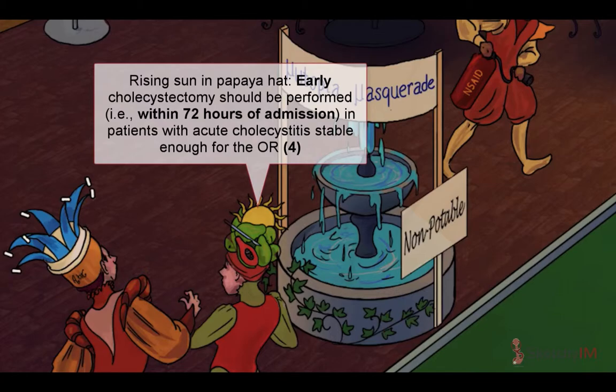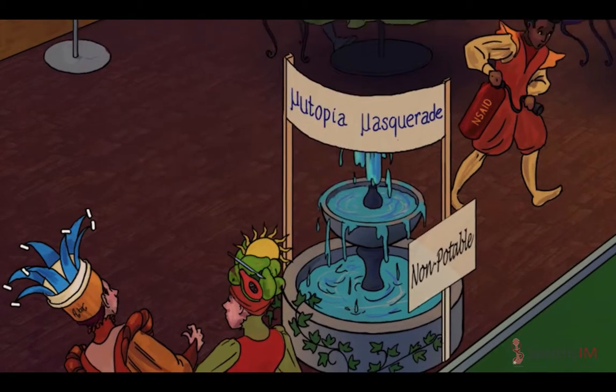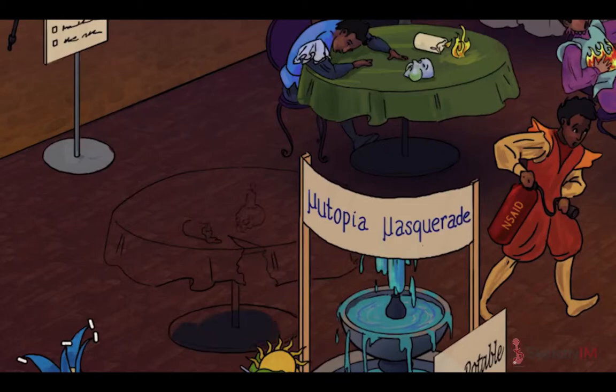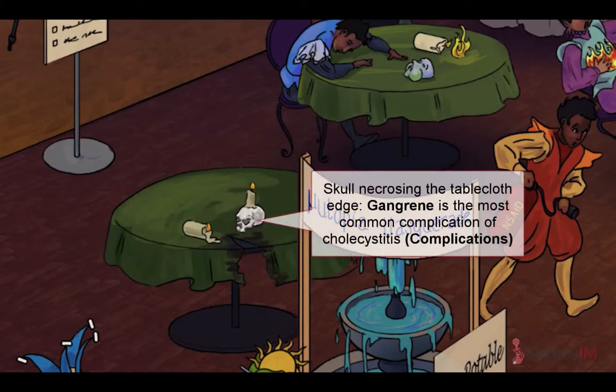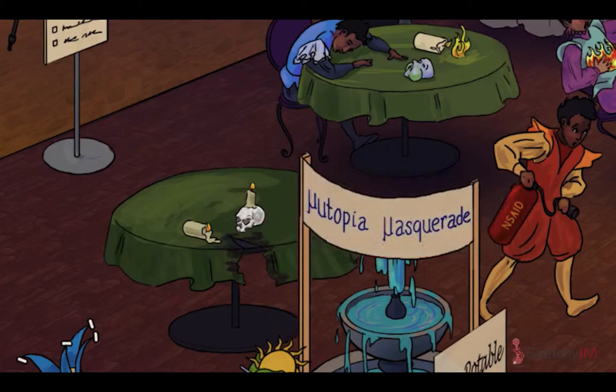Before we move on, let's talk a little about the really bad things that can happen in patients with acute cholecystitis. In severe cases, the inflammation in acute cholecystitis can lead to gallbladder ischemia and necrosis, resulting in gangrene. Gangrenous cholecystitis is the most common complication of cholecystitis and is more common in patients with increased age, diabetes, immunosuppression, or late presentation. To help you remember inflammation, ischemia, gangrene, and perforation, the wall of this gallbladder green tablecloth is charred and torn.